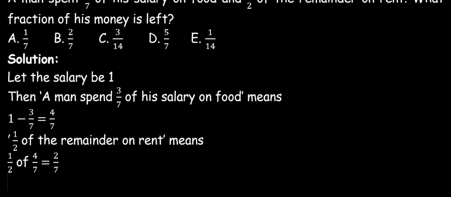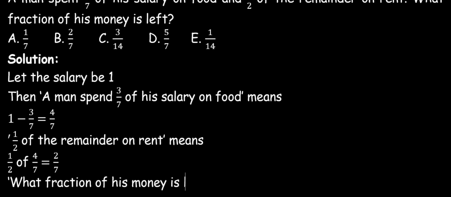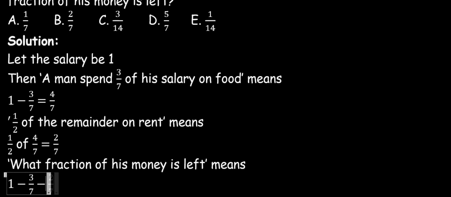What fraction of his money is left means 1 minus 3 over 7 minus 2 over 7. The LCM here of the denominators is 7. 1 is the same thing as 1 over 1. So 7 divided by 1 will give you 7, and 7 times 1 will give you 7. So 7 minus, in the second case, 3. The other case, you just put 2, since they are all over 7. Then that will give us simply 2 over 7. That's our result.